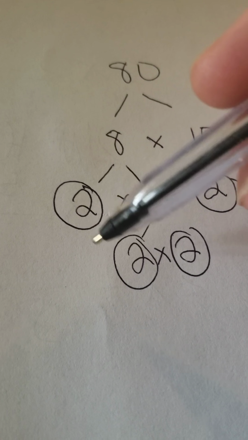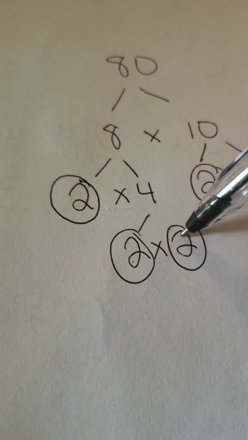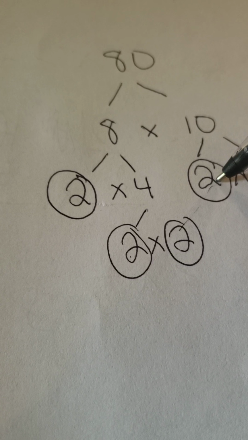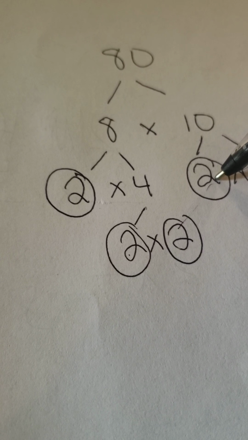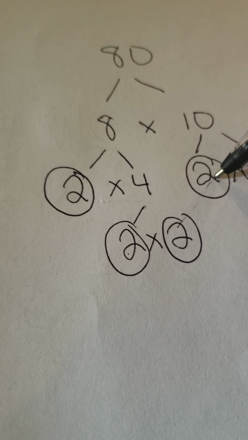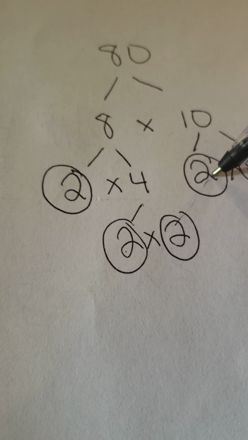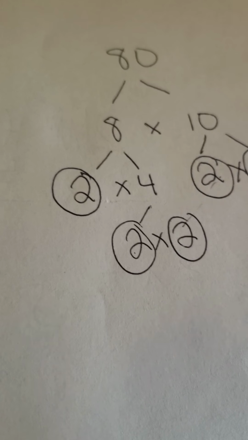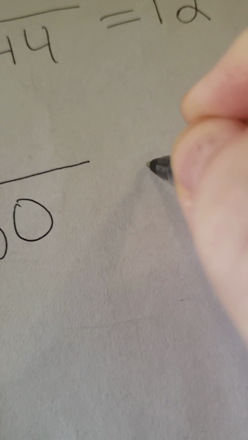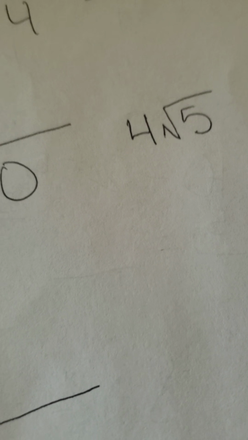Well, here in 80, we can see that I have multiple sets of 2. So I have one set of 2. I got another set of 2. So what we can do is we can say that we can take 2 sets of 2 out of there, or that would be 4. So I would say that this would be 4 radical 5.